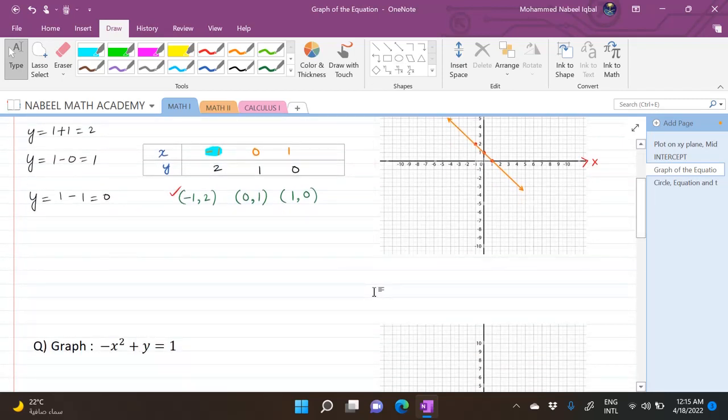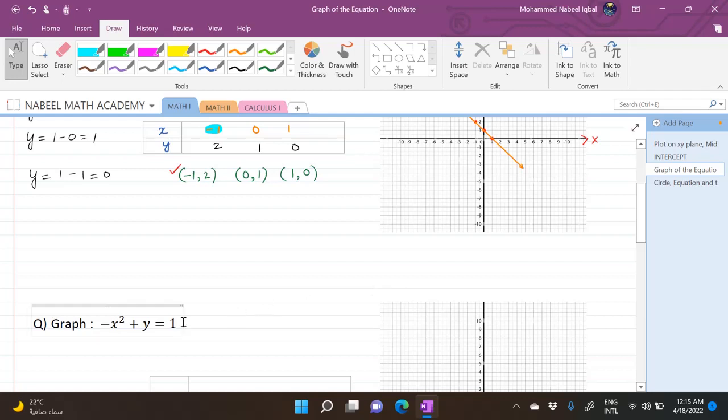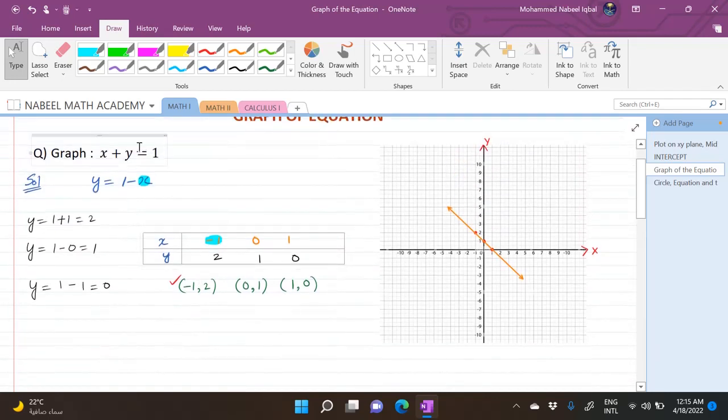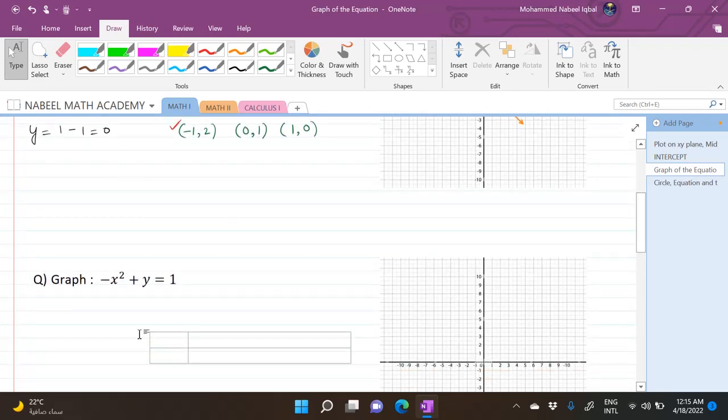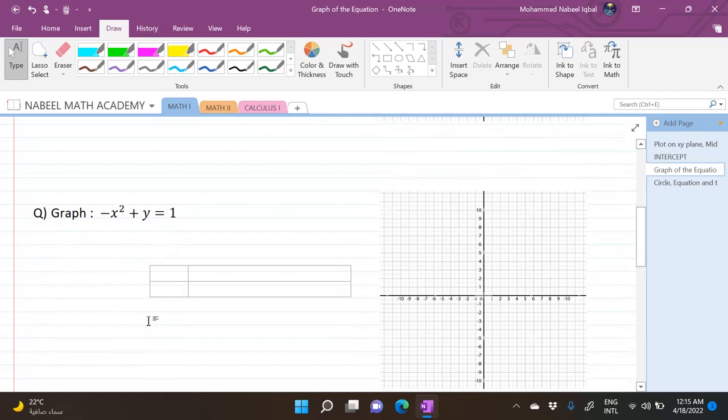Now coming to the next one, we have -x square plus y equals 1. What is the difference between this one and the previous one? Here you will have an x square. So let us check how the graph looks. It is the same story. We will do it again here. y equals 1 plus x square. I will just move the x term to the other side, so it becomes plus. This is the same rule.